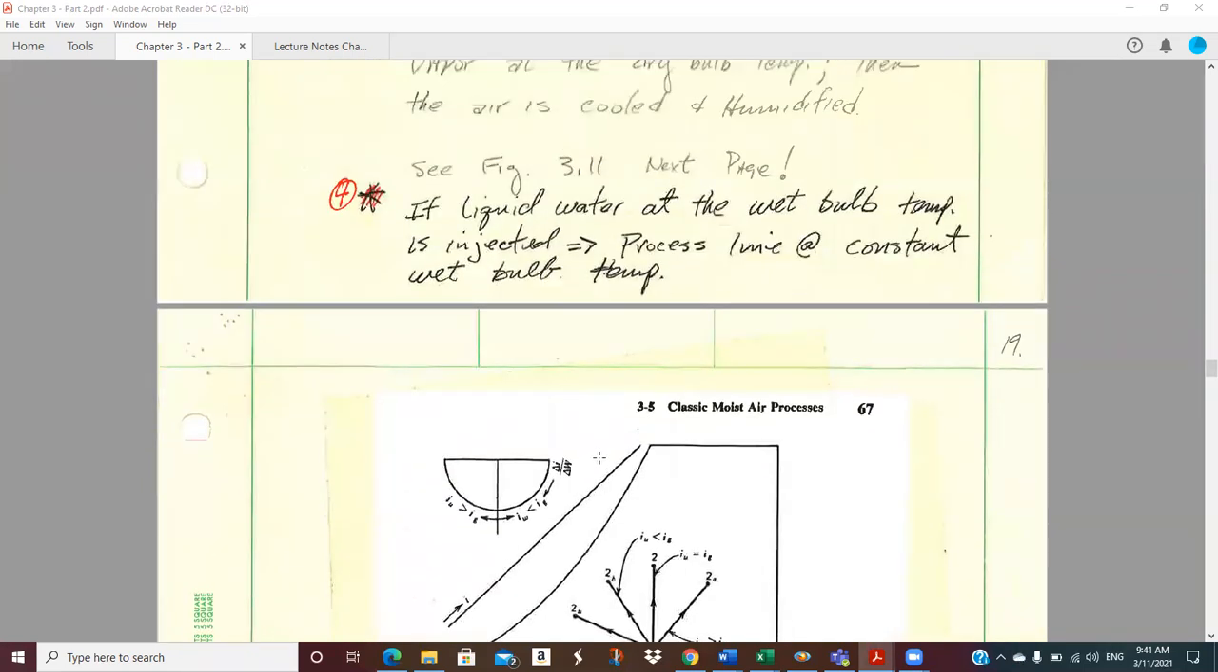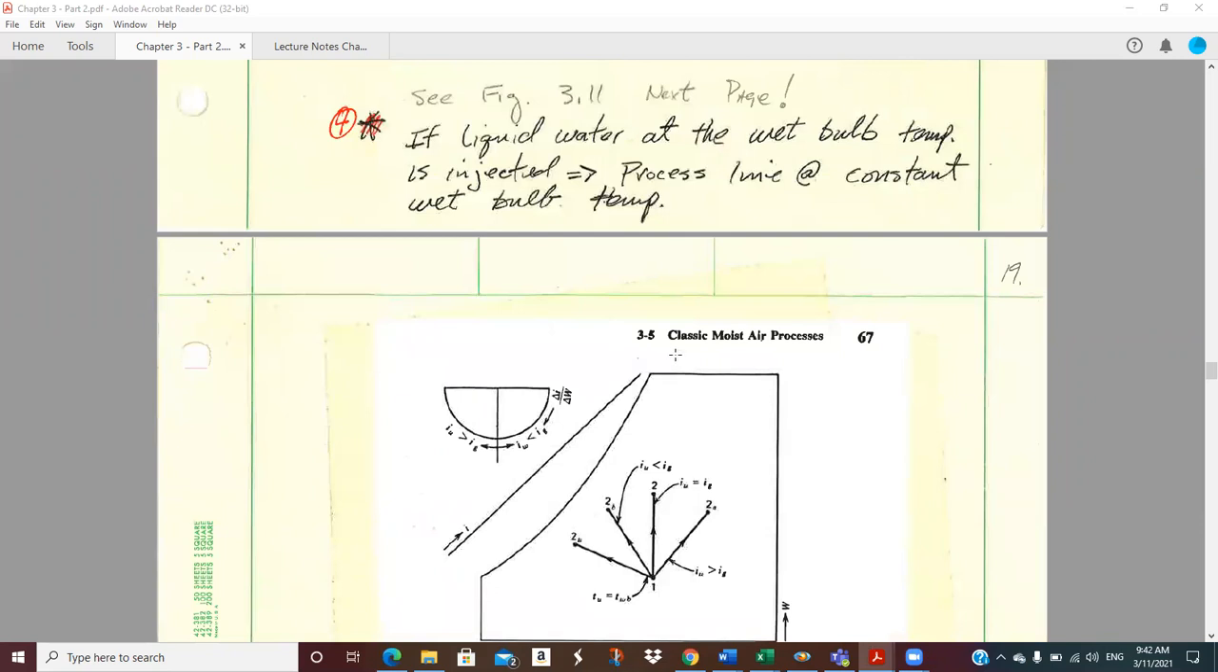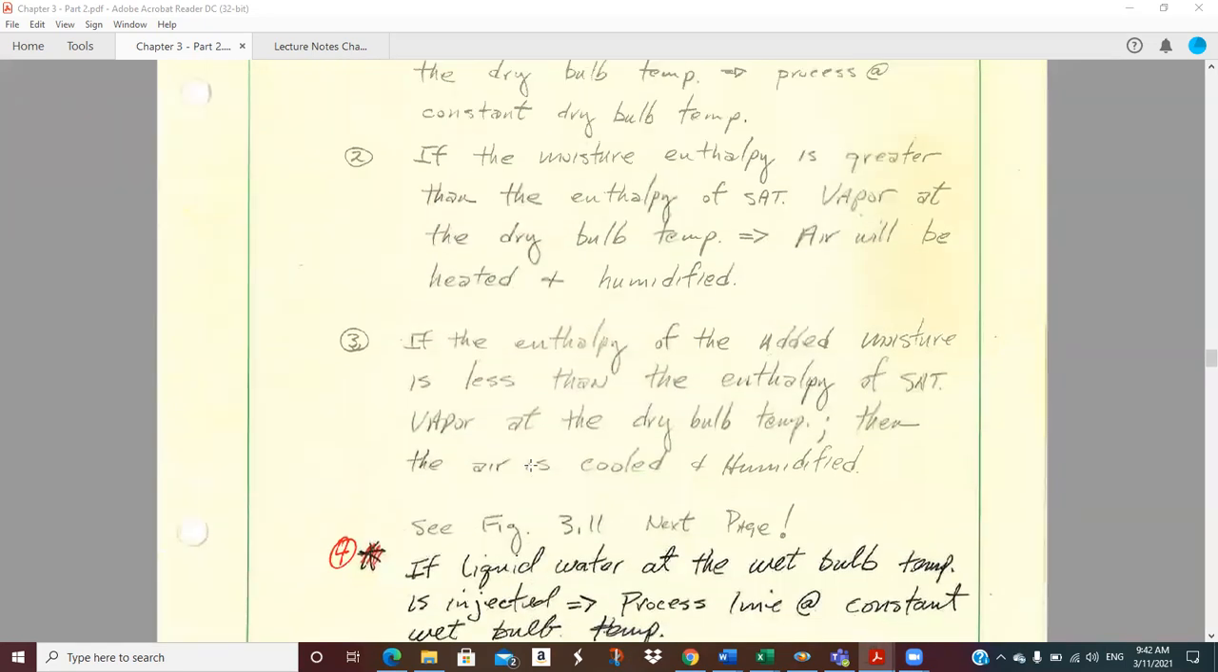And then this last kind of limiting case down here, which you can tell I added later in my notes. If liquid water at the wet bulb temperature is injected, then that will produce a process line at constant wet bulb temperature. Okay, and that's what this would be. So this would be a line of constant wet bulb. So whatever the wet bulb is at one, you just slide along that line of constant wet bulb up into the point that you quit adding moisture. And then that would be your exit condition from the humidifier. Okay, so think about that.